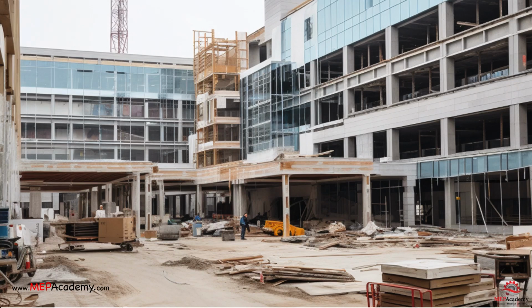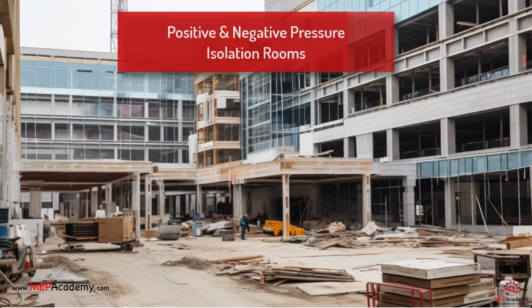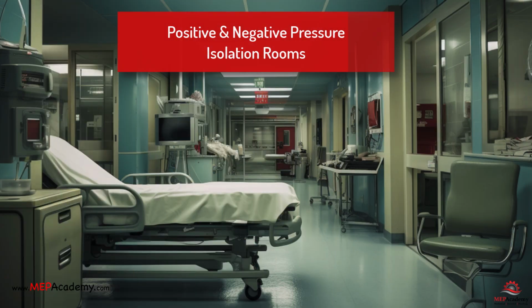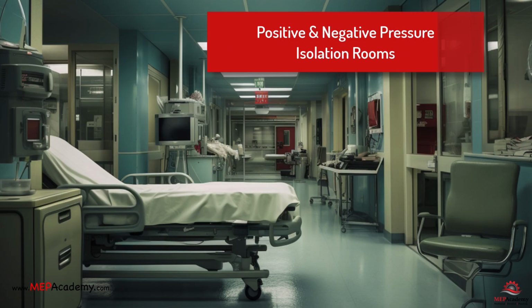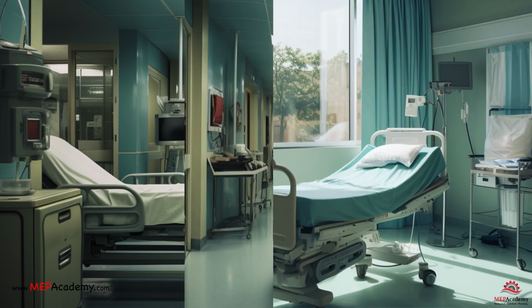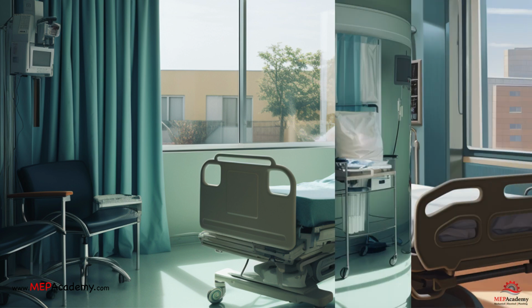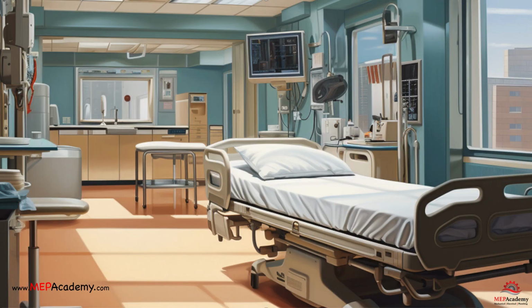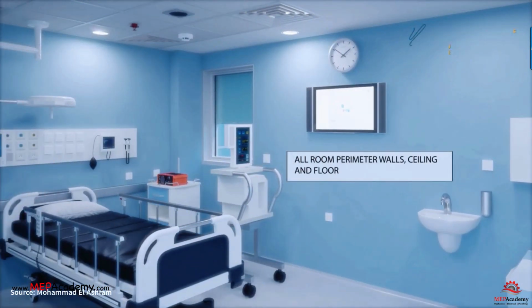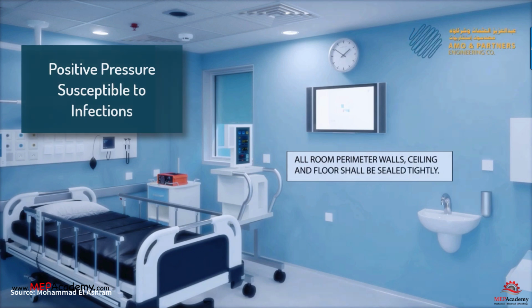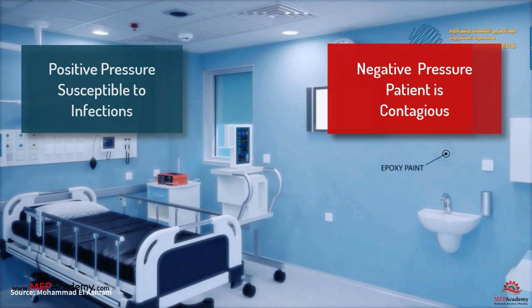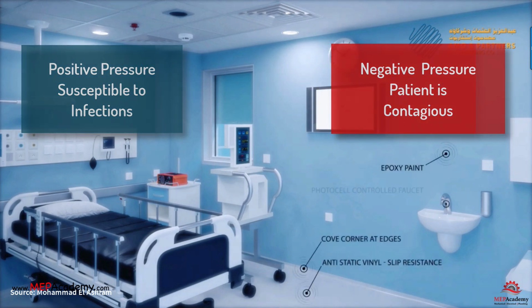In hospital construction, isolation rooms play a crucial role in preventing the spread of infectious diseases and protecting both patients and healthcare professionals. There are positive and negative pressure room designs depending on the patient's condition. If the patient needs to be protected from possible contamination because of a compromised immune system, the room is put under positive pressure. If the patient has a contagious disease, then the room will be under negative pressure to prevent the spread of that disease.